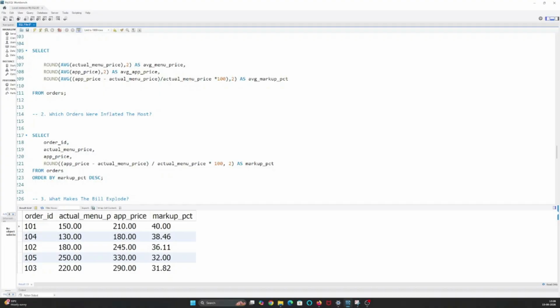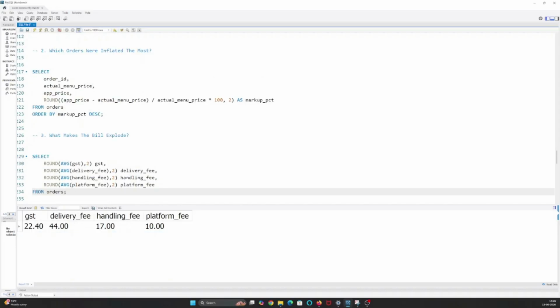Question 3. What makes the bill explode? At this point, we have already discovered that food delivery apps often increase menu prices before the food even reaches our cart. But here's the bigger question. If the food cost rupees 150, why does the final bill suddenly become 250 or even 300? Where exactly is all that extra money coming from? Let's break the bill into its individual components and follow the money.